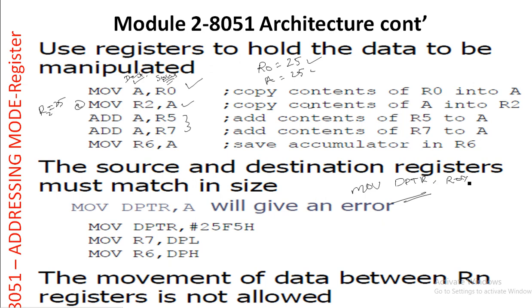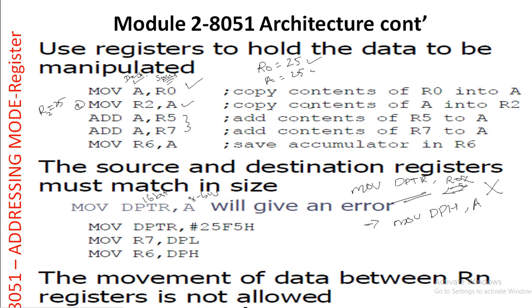R0. This is an illegal instruction because DPTR supports 16-bit, and R0 has only 8-bit data. So this is an illegal instruction. Move DPTR, A will also give an error because the accumulator is 8-bit and DPTR is 16-bit. If you want to load the DPTR from the accumulator, you can use DPH or DPL. If you want to save the content of the accumulator, you can use move DPH, A. So A will be loaded to the higher order byte of the data pointer.